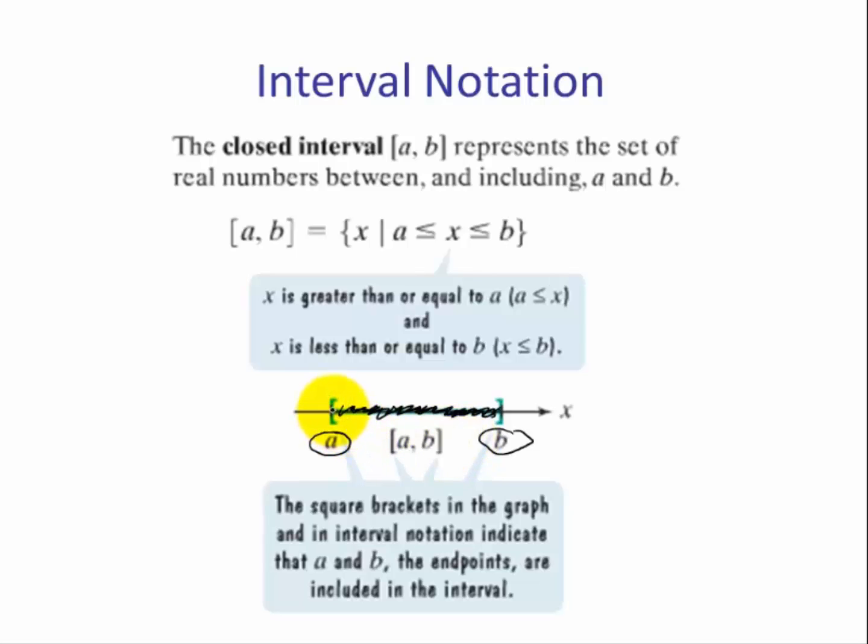So in this case, on the number line, this would be a solid circle and a solid circle. In inequality notation, we would include an equal sign for both parts, and then set notation. When it can equal a value, we use the closed bracket.